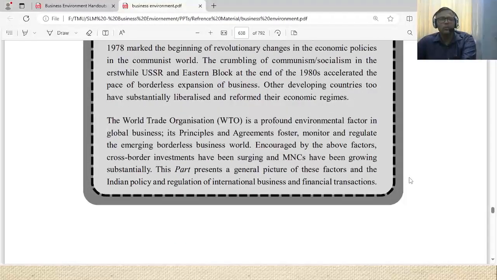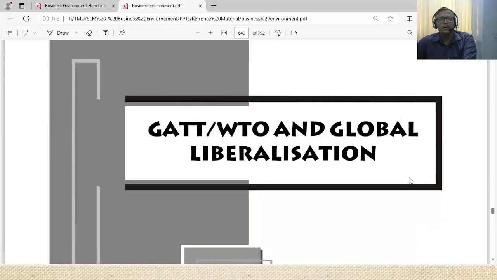Thus, the WTO, the World Trade Organization, is a profound environmental factor in global business. Its principles and agreements foster, monitor, and regulate the emerging borderless business world. Encouraged by the above factors, cross-border investments have been surging and MNCs have been growing substantially. This part presents a general picture of the factors and the Indian policy and regulation of international business and financial transactions. Moving ahead, first we are going to cover the topic of GATT, then the WTO, and then global liberalization.